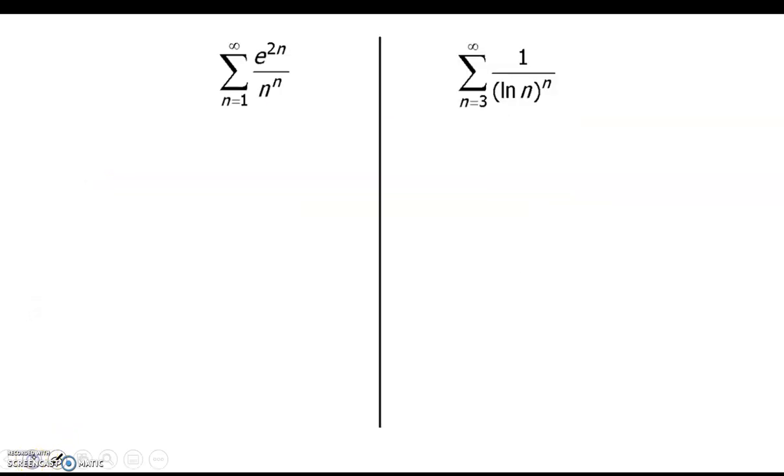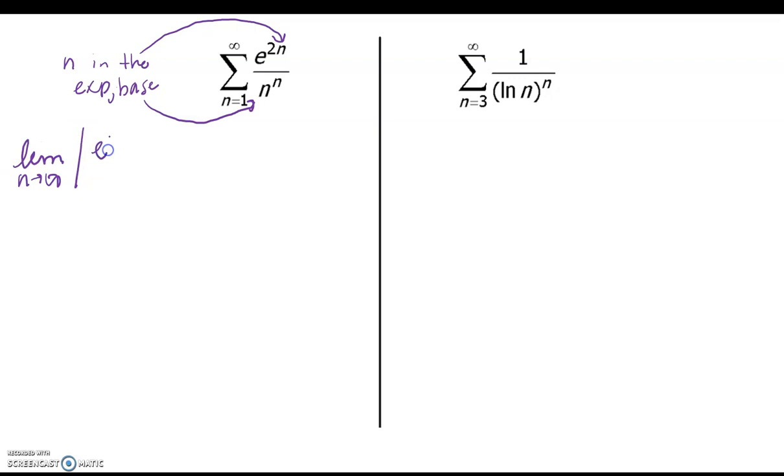So I'm going to do 2 examples using the root test. Again, don't have to know this one, but I think it's a good one to know. I often use the root test when I have n in the exponent. Now, oftentimes you could do a geometric one. Why I'm going to do the nth root test is because not only is n in the exponent, but it's also in the base. So again, I'm going to go ahead and set up my limit. This is the limit as n goes to infinity of the absolute value of e to the 2n over n to the n, to the 1 over n.